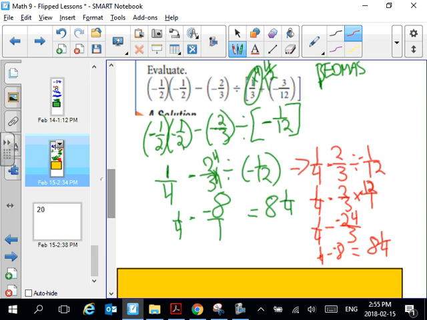So you can see there, that's an example of how we can use both of the division of fractions methods on the board, and they get the same answer no matter which way you go.